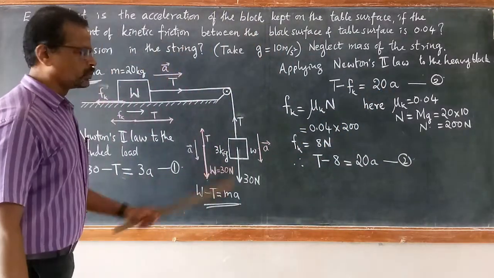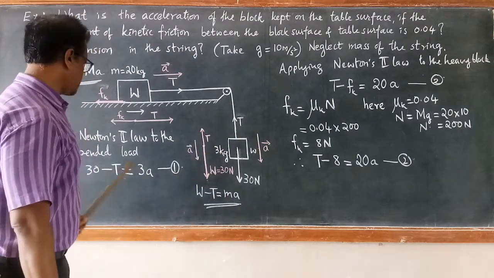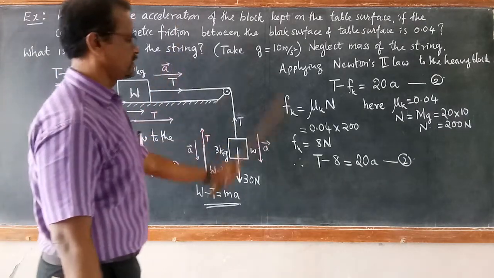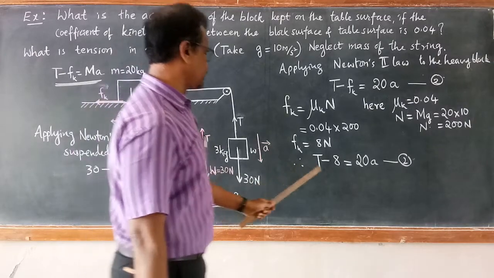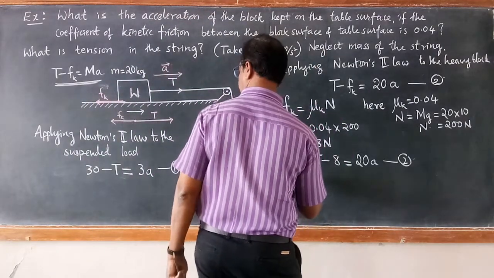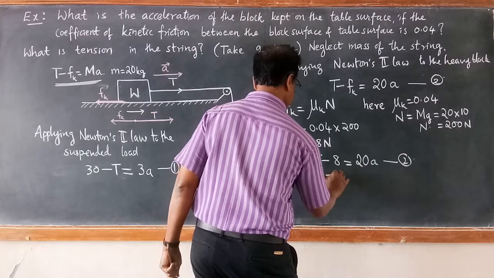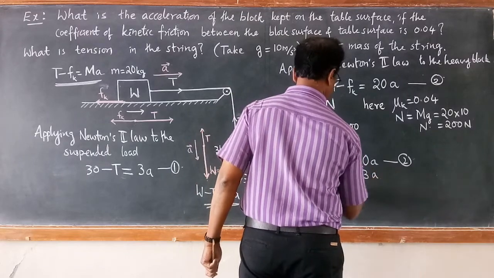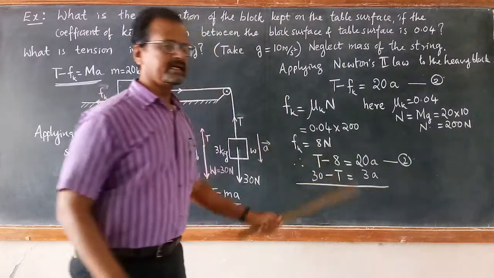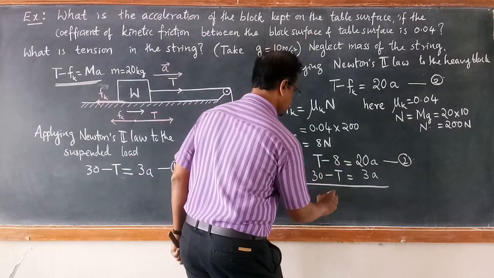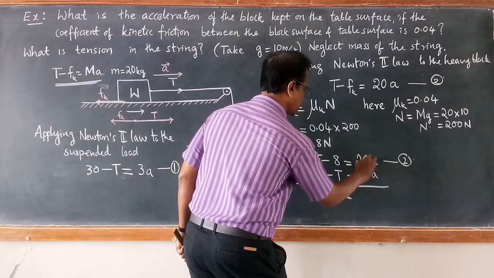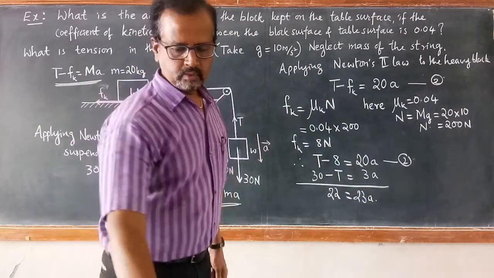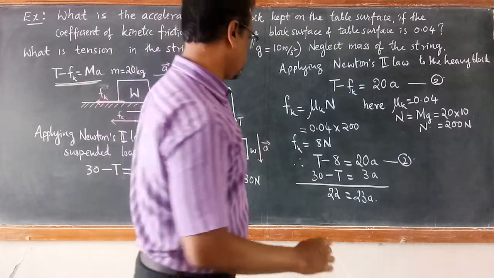Now from equations 1 and 2, we can solve for acceleration as well as for the tension in the string. That is what is asked here. Calculate the tension in the string. So bring equation number 1 here. If you add these, 30 minus T equal to 3a, adding these equations, T gets eliminated. 30 minus 8 becomes 22 equal to 20 plus 3, 23a. So solving it simultaneously, we get the result for acceleration.